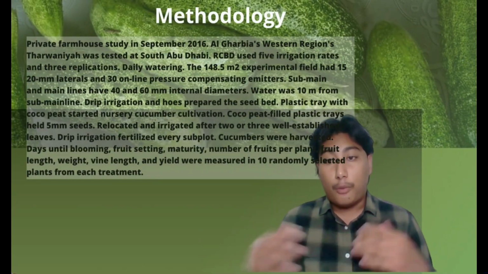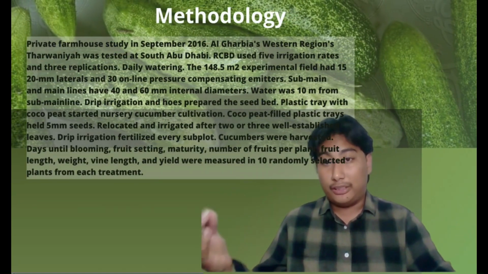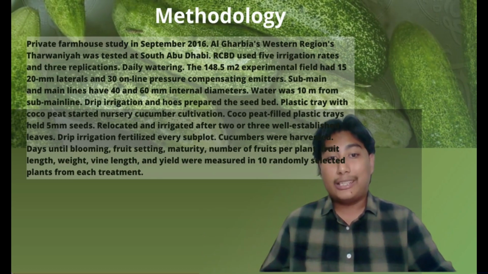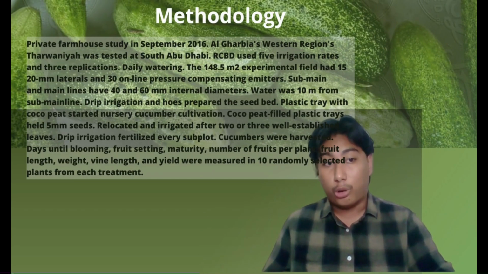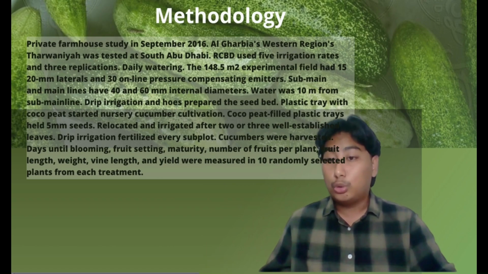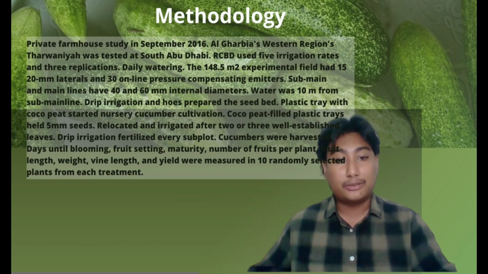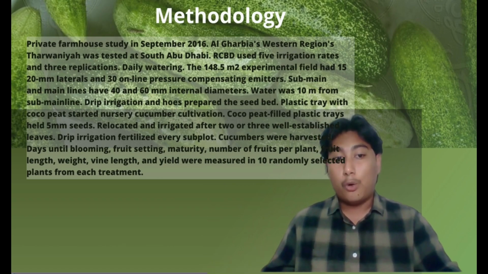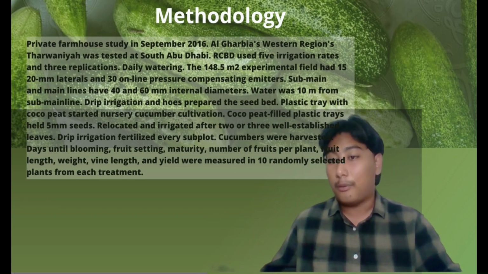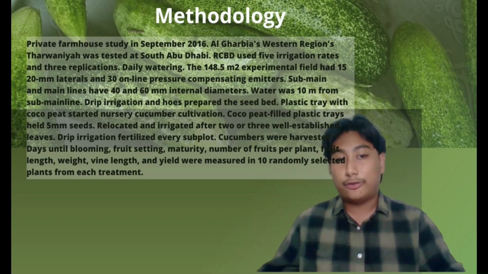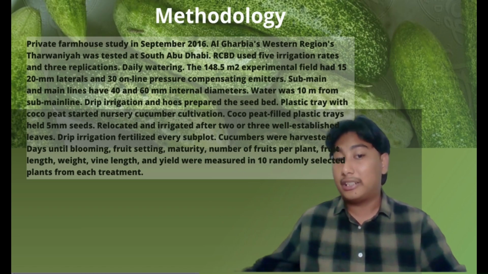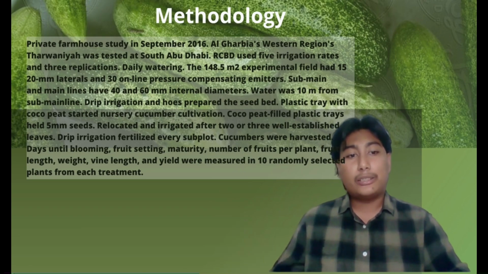Now, I want to talk about the methodology of this cucumber research. The location is a private farmhouse in September 2016 in Al Ain's western region. It was tested at South Abu Dhabi. RCBD used 5 irrigation rates and 3 replications. Daily watering.